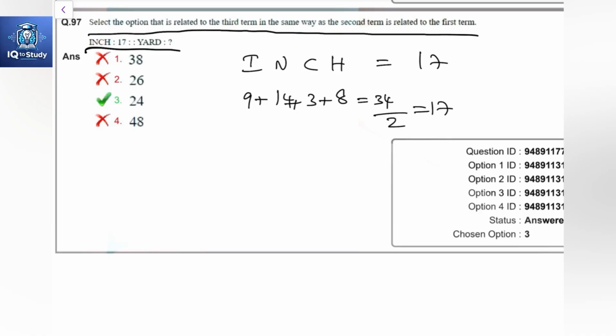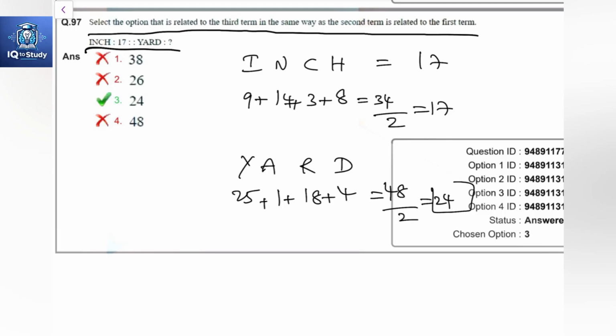Similarly, YARD can be written as Y is 25, A is 1, R is 18, D is 4. Let's add them. After addition, it becomes 48, and 48 divided by 2 is equal to 24. So the answer is 24, which is option number 3.